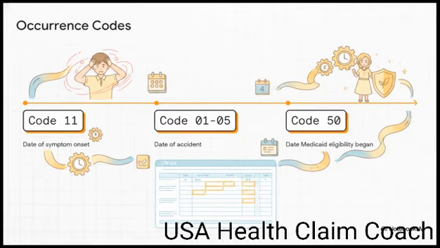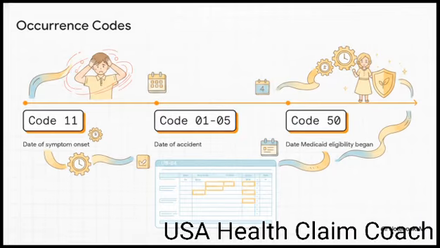Right next door in Form Locators 31 to 36, we have our occurrence codes. Now, if condition codes explain the what, occurrence codes handle the when. They deal specifically with timelines and events that actually impact the billing. You just pair a 2-digit code with an exact date.